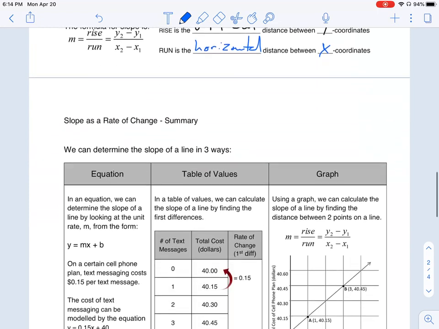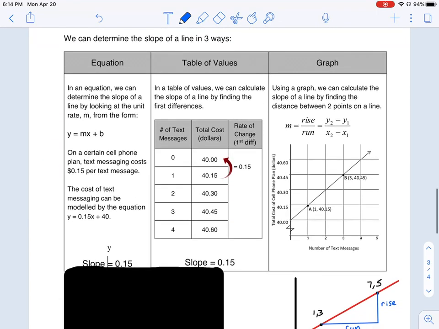So in summary, we can determine slope in 3 different ways, right? So we have the equation. We can plug it in for the equation on a certain cell phone cost for the text, so we know that the actual rate of change is going to be 0.15. Table of values is our second way that we can determine our slope. So we see that here where we had number of text messages, and then we plugged it into the equation, we get our values, and the rate of change, or the difference between all of these points, we discovered to be 0.15.